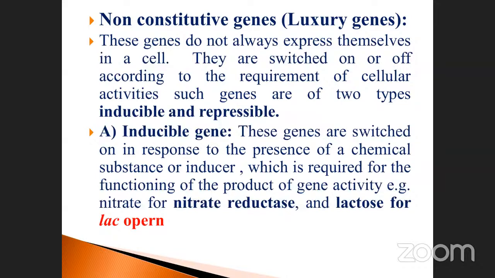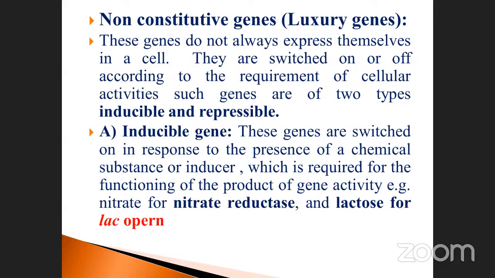Such genes are of two types: inducible and repressible. If an inducible gene is present, it may induce some substances for the activities. And some are repressible. Suppose there is overproduction; automatically some repressor is also activated. As a result, the production of the hormone or component will be stopped.